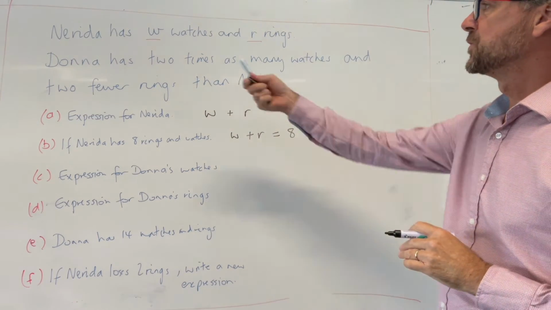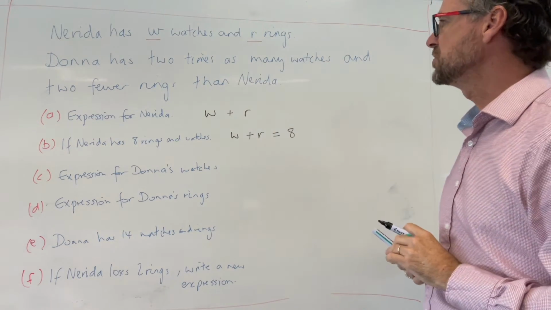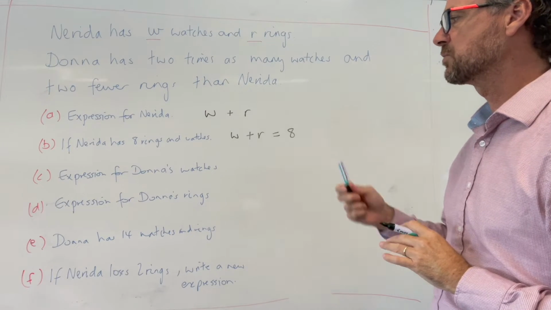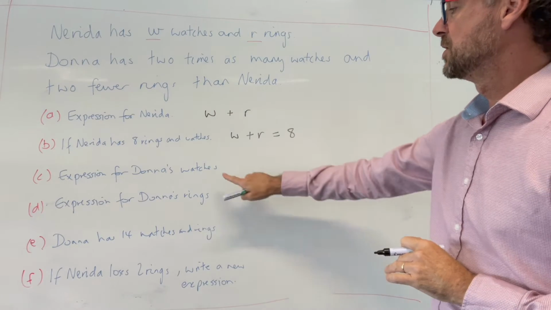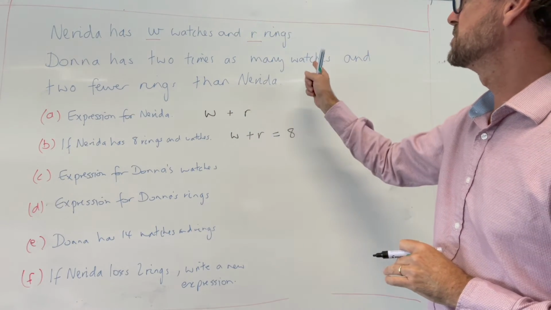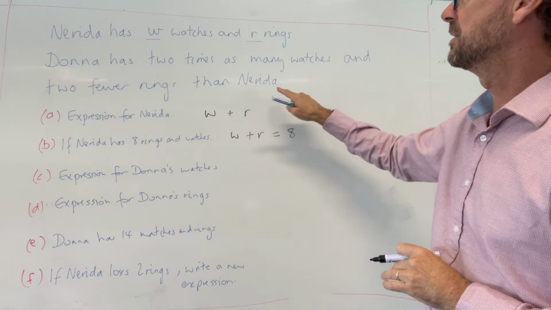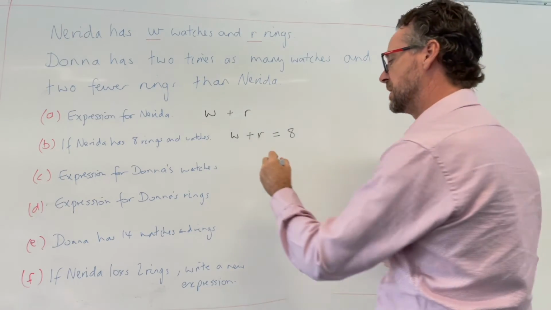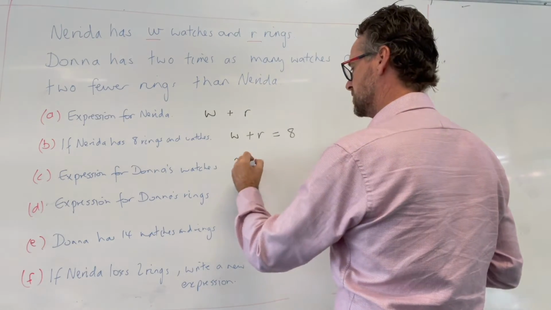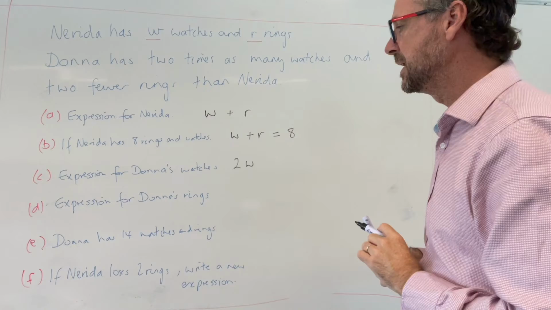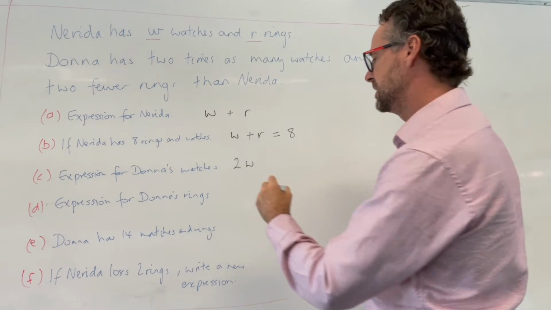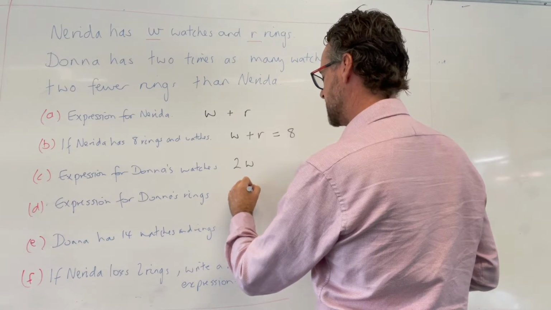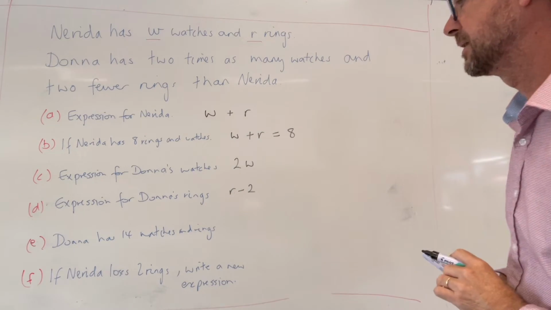Now, Donna has 2 times as many watches and 2 fewer rings. So we want to write an expression for Donna's watches. So, okay, so she's got 2 times as many as Nerida's watches, so 2W. So 2 times W, okay? And for the rings, it's going to be R, but it's 2 fewer, so it's going to be take away 2. So there's our 2 expressions.